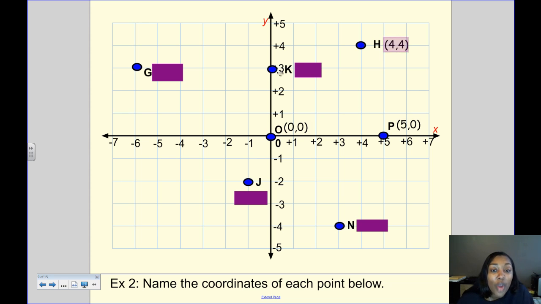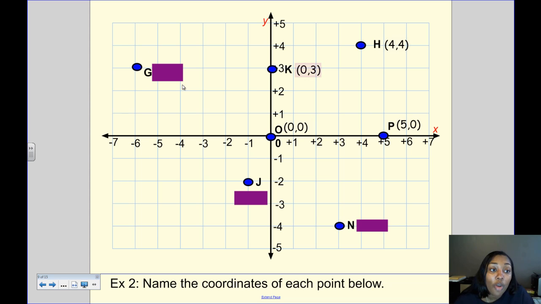Then we want to see where letter K is at. So the first thing we want to see is how far we had to go left or right. But if you look, it's actually on the line. So that means we didn't move left or right. So this is 0 in the x direction. But then the point did move up. It moved up 1, 2, 3. So that means point K, its ordered pair is (0, 3).